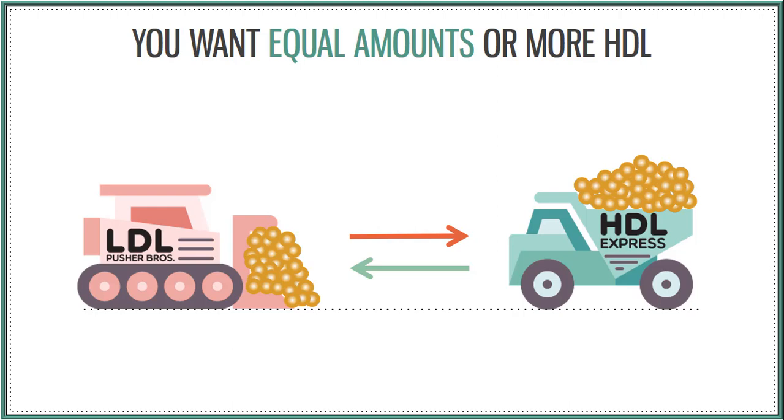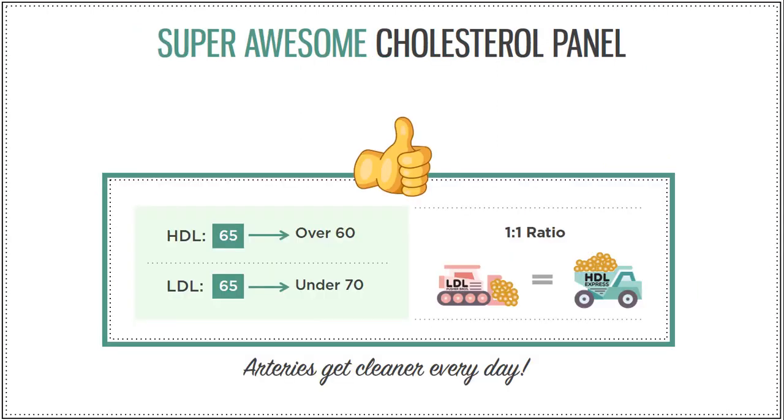So let's apply this logic to our cholesterol panel and see what a super awesome cholesterol panel might look like. The high end of the normal range for HDL, which is your good cholesterol, is 60. So anything over 60 is fantastic. Now, if we look at LDL, interestingly, the best possible ranges are generally considered to be those less than 70. So a super awesome cholesterol panel has your LDL and HDL right in the same excellent ranges.